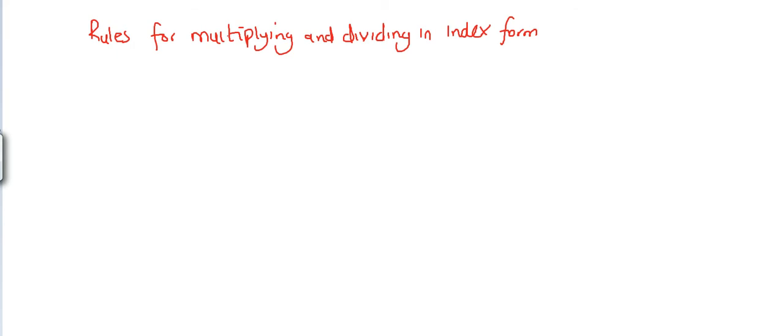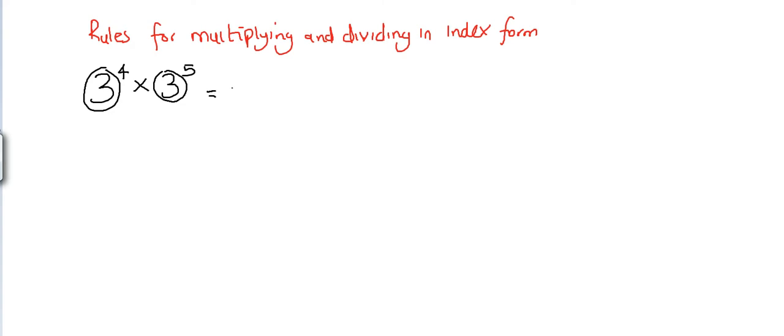Okay, suppose we're given 3 to the power of 4 times 3 to the power of 5. Well, it's very simple because these two are the same. It makes it very easy. I'm going to show you exactly how easy it is.